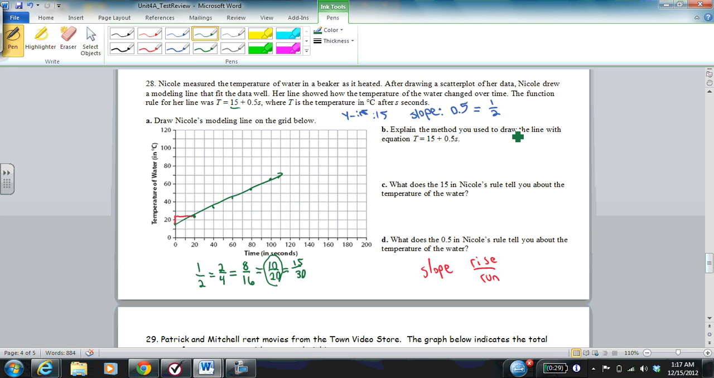I want to explain the method we used to draw the line. So what we did there was we started with the y-intercept.